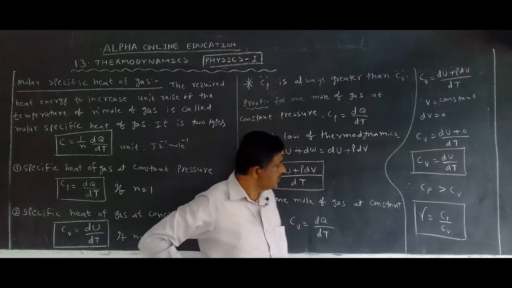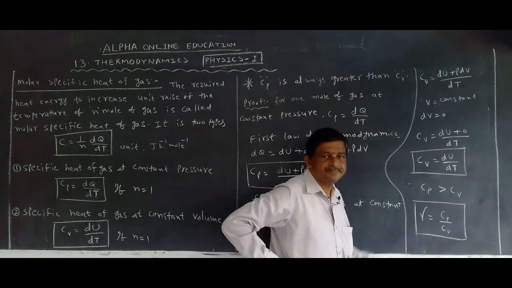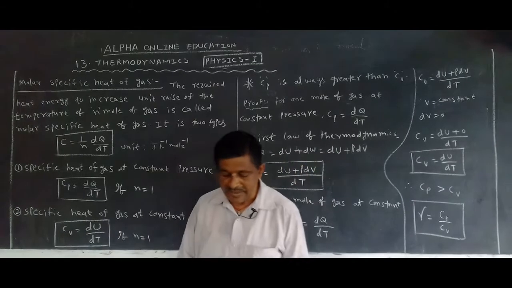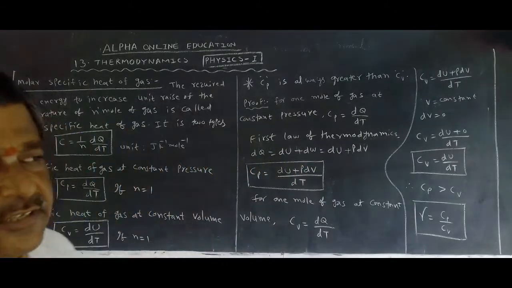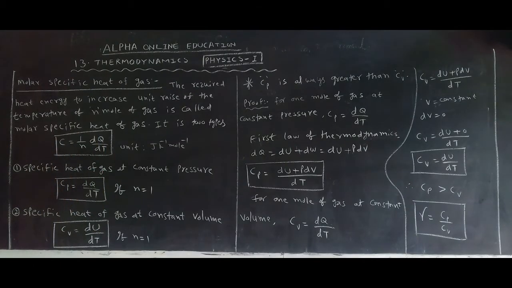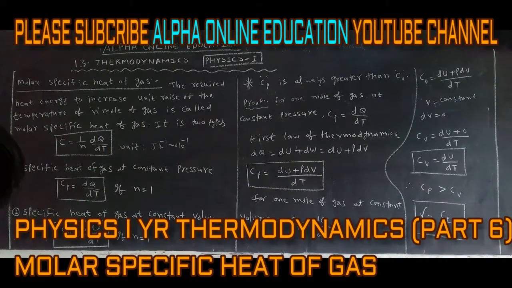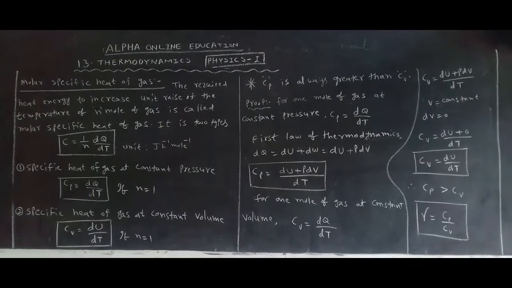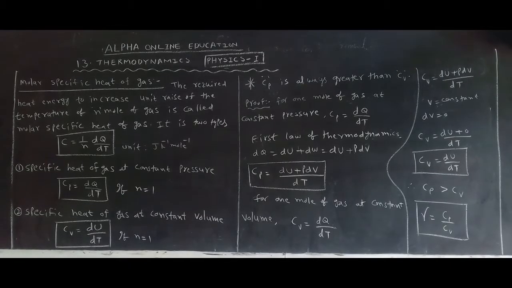This is the proof. And we already used this gamma. Gamma is equal to how much? Cp by Cv. Gamma is a constant, the ratio between Cp and Cv. The specific heat at constant pressure divided by the specific heat at constant volume is equal to gamma. Anyhow, in the case of gases, Cp is always greater than Cv.